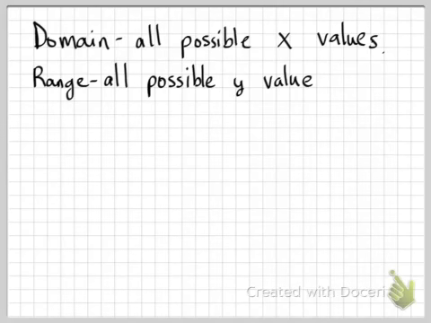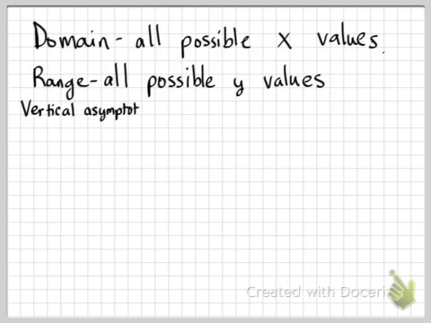Let's consider the domain and the range for these rational functions because they have those points that don't exist. And this is different maybe than some of the other functions that we've looked at. So remember that the domain is all the possible x values that anybody could put into your function, and the range is all the possible y values that could ever come out of your function. Now, we need to define a few terms.